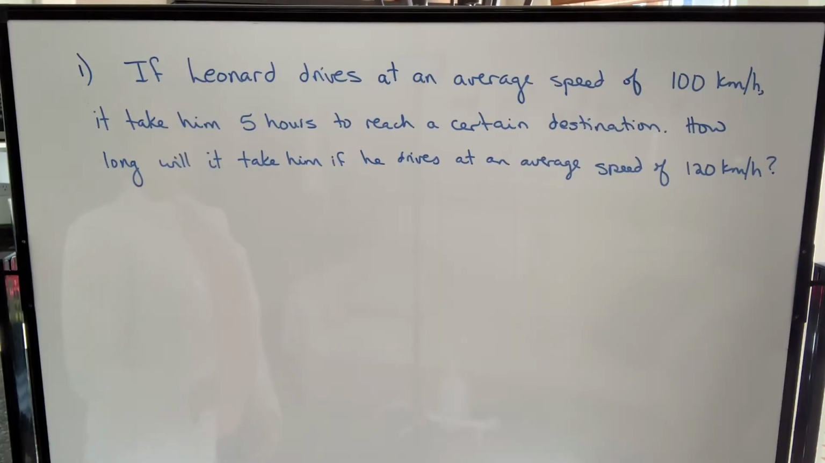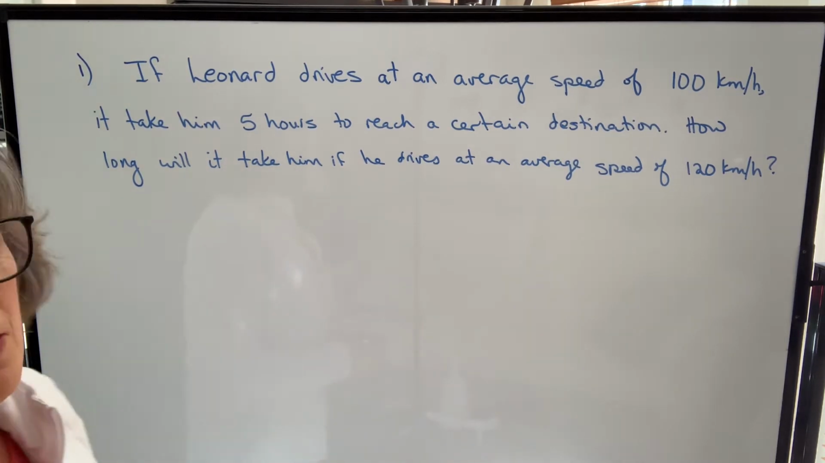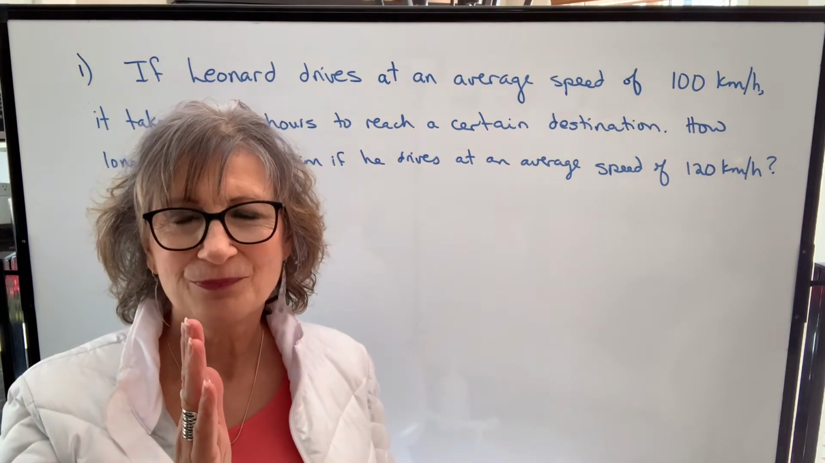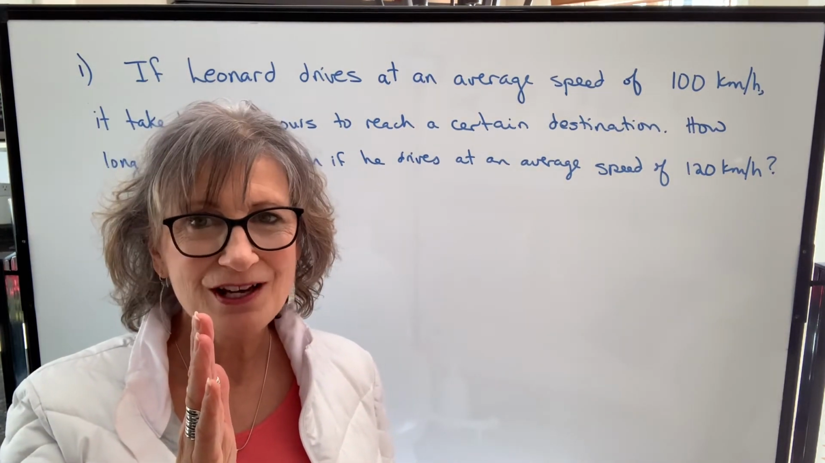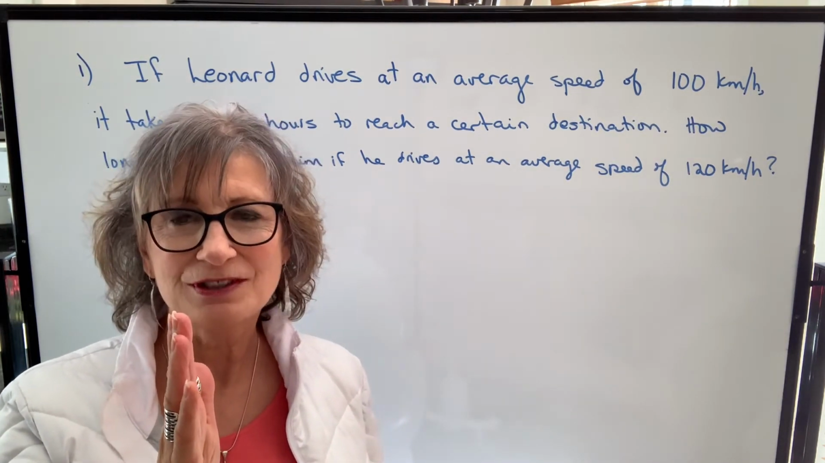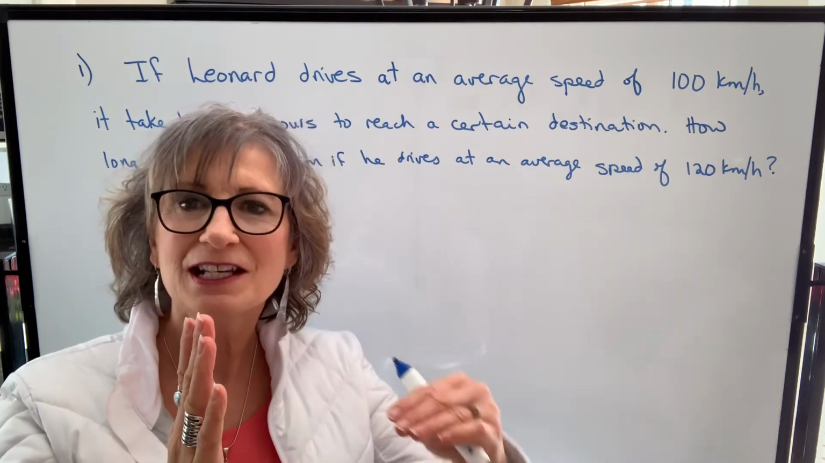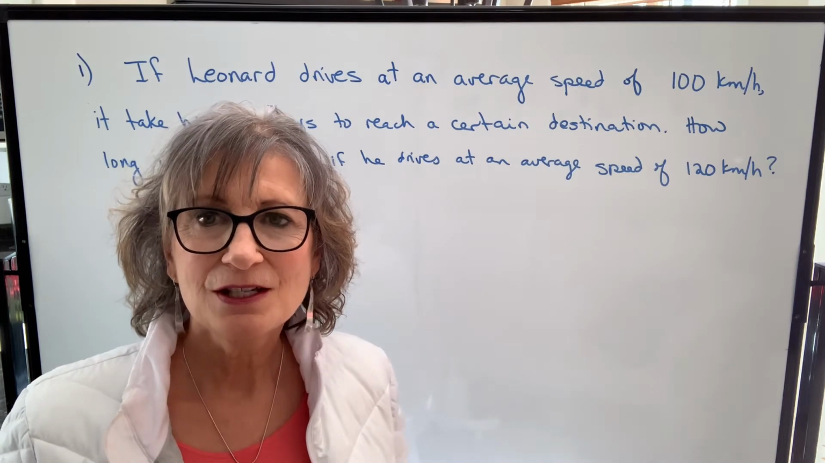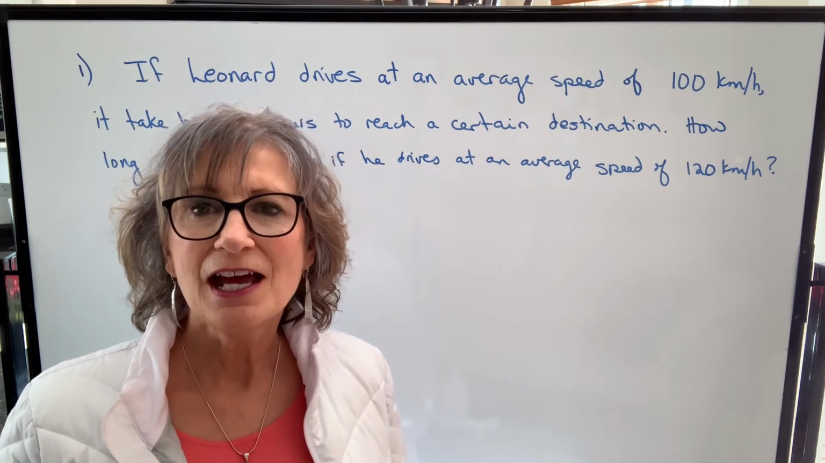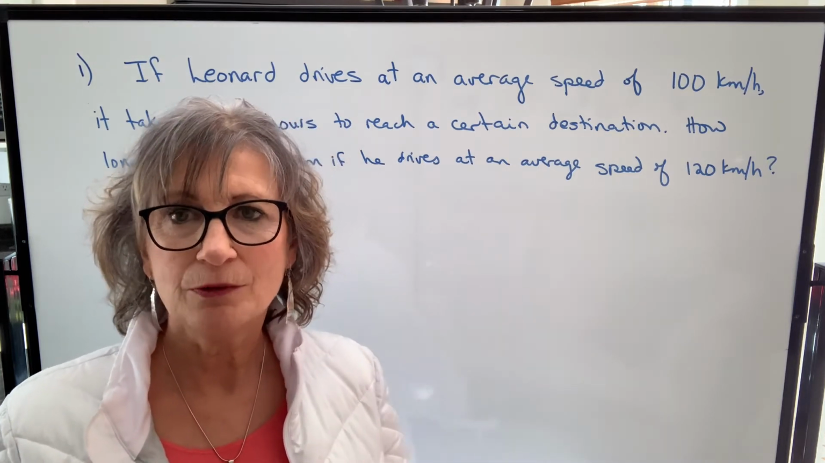So in our first example, if Leonard drives at an average speed of 100 kilometers an hour, it will take him 5 hours to reach a certain destination. How long will it take him if he drives at an average speed of 120 kilometers per hour? So Leonard's going to drive faster. It's not going to take him more time, so it's not a direct proportion. It's going to take him less time. If he were to drive at double the speed, it would take him half the time. So this is an inverse proportion, and we set it up as the products are equal.